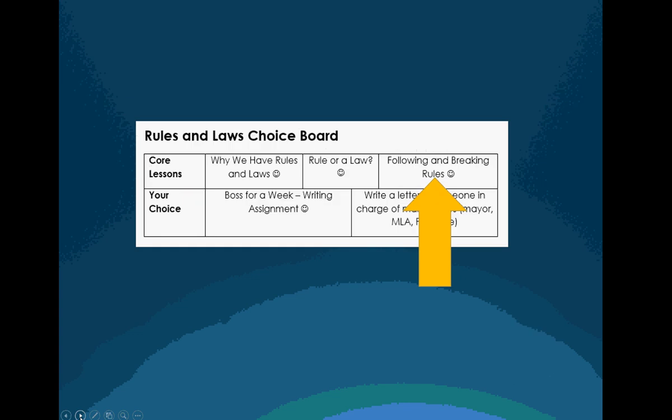Great job. You are already on the third of the core lessons. In the third lesson, we're learning about following and breaking rules. Ooh, the following and breaking. Let's see what we're going to do on that one.